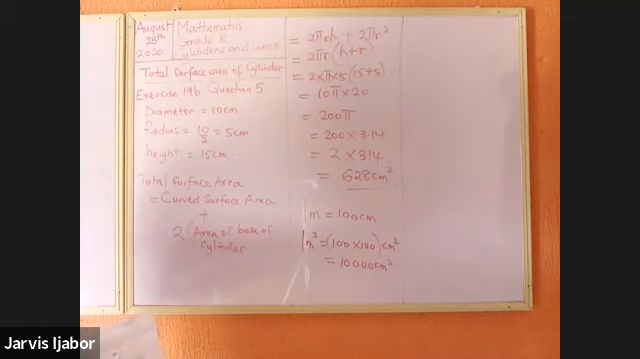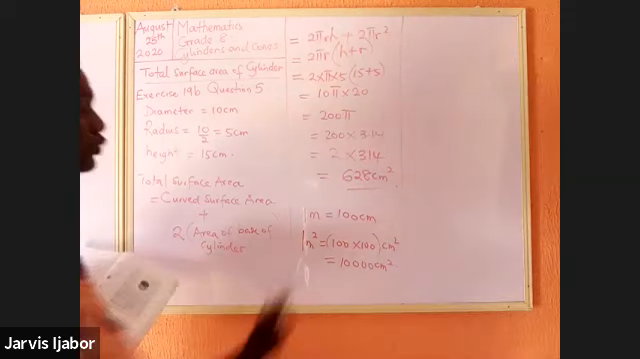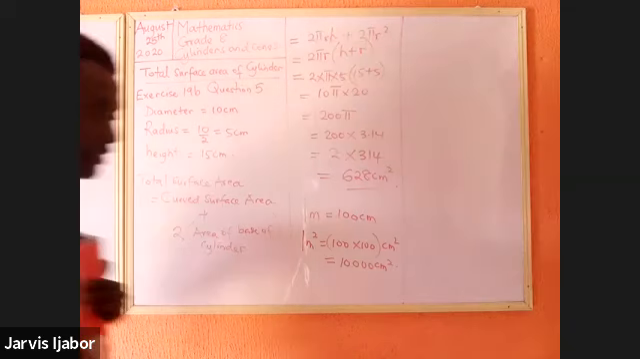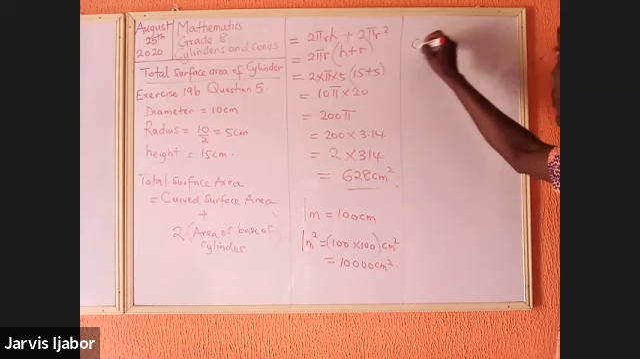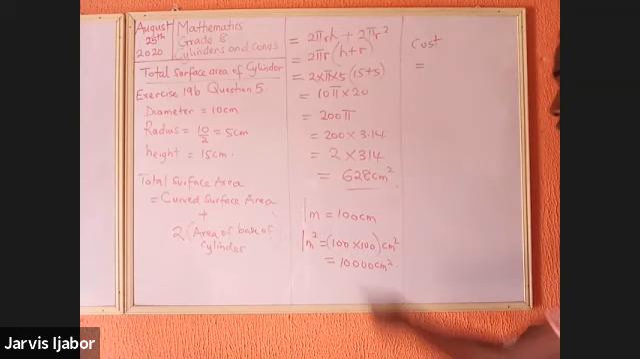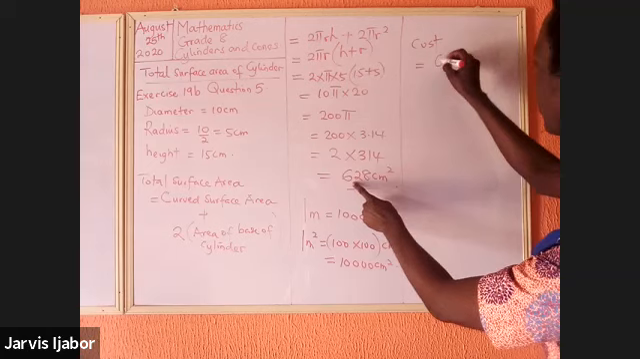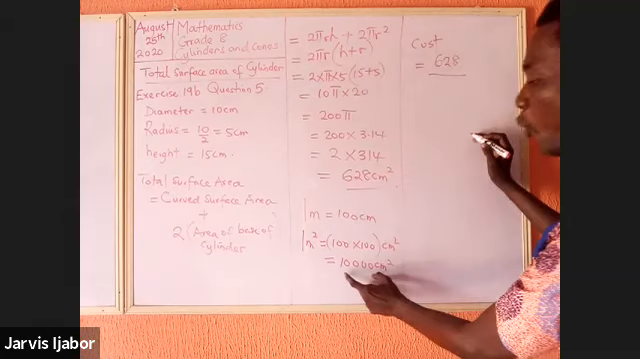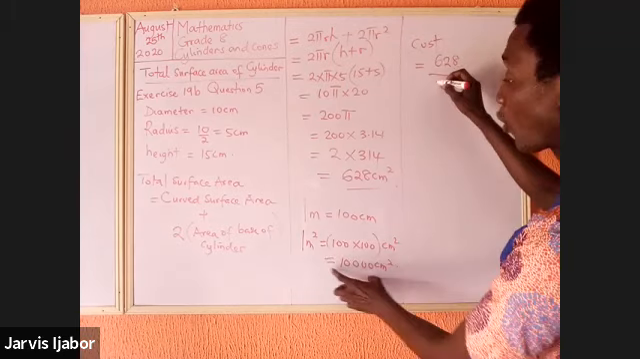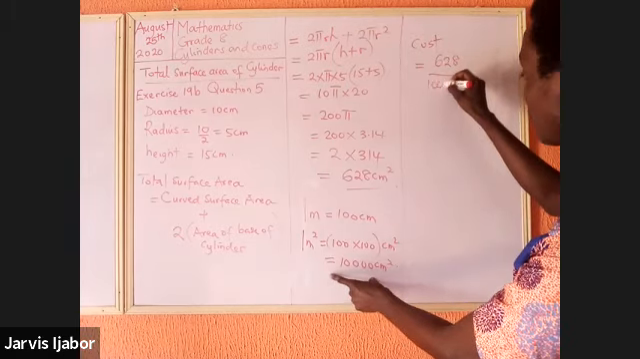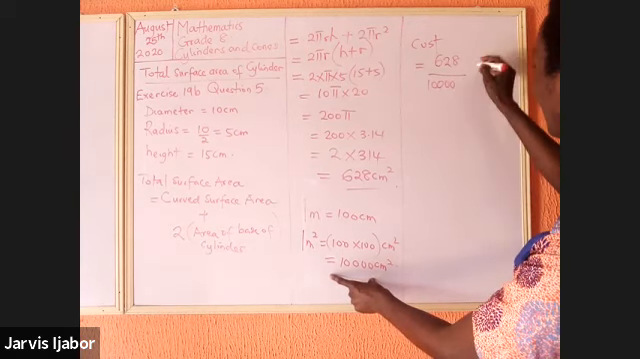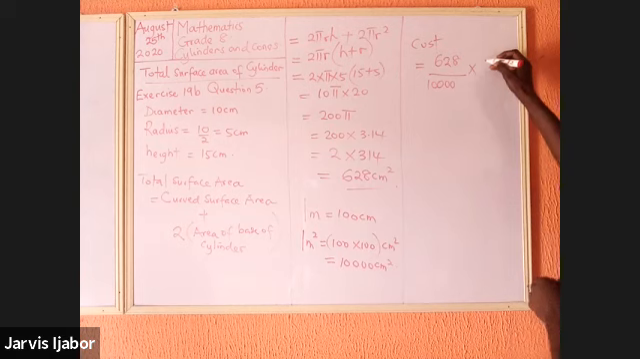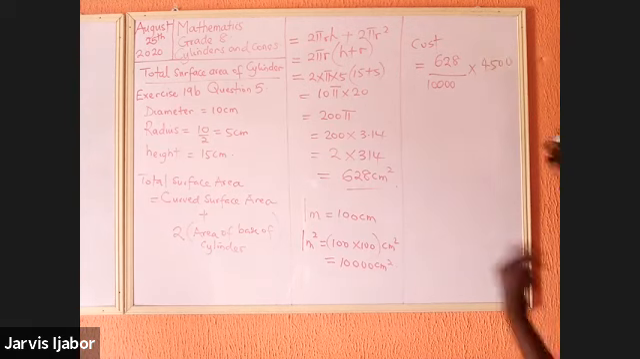So the question now says, what is the cost to the nearest naira if the tin plate costs that per meter cube? So this is what 1 meter cube will be. This is what we have. So the cost will be equal to what? What is the measurement in meters, times what is the cost per meter? The cost per meter is 4,500. So you cannot cancel out.